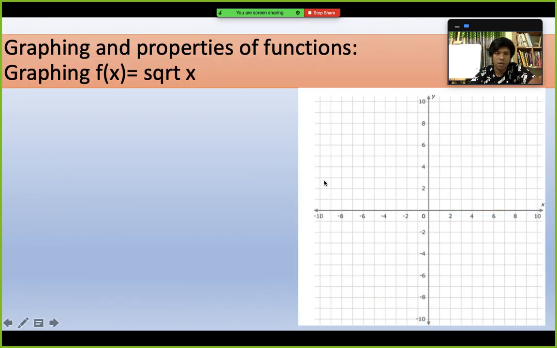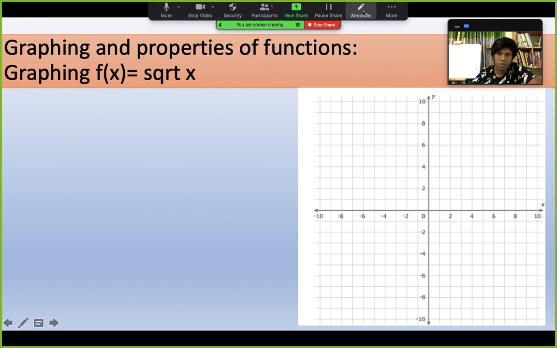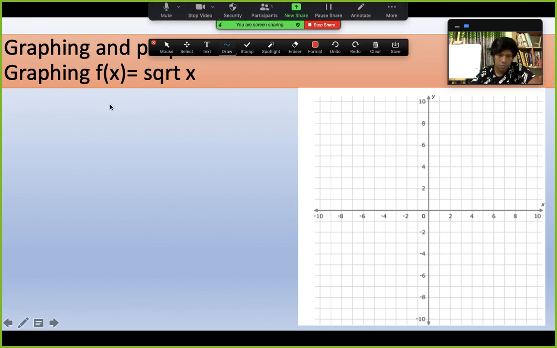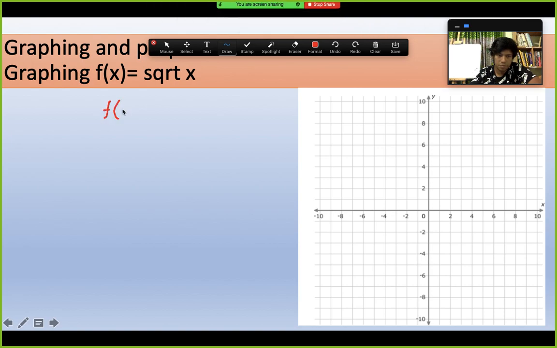So the first one is square root of x. Let's try to graph it. How can we graph that function? f(x) equals square root of x. For graphing any function, our usual process is to think about some values. This f(x) actually means the y, so basically you can write f(x) or y. Both are fine.